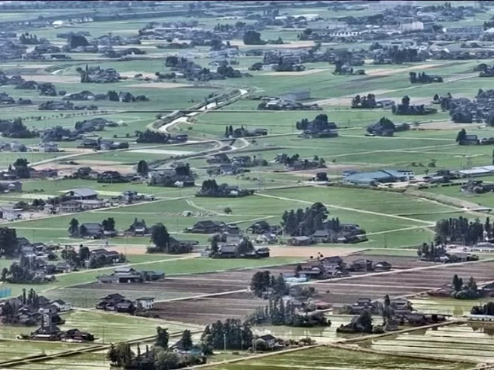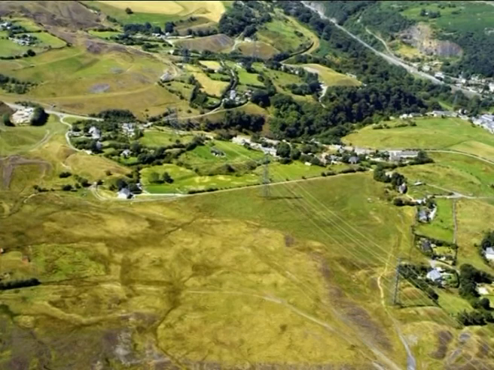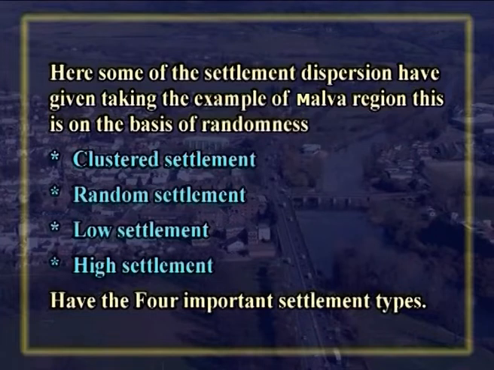It is noteworthy that the nearest neighbor method provides a test for the dispersion pattern of settlements. The area selected within a boundary influences the result of randomness. The presence of a boundary beyond which measurement cannot be made will tend to affect the value of randomness. Here some of the settlement dispersion have been given, taking the example of Malwa region.